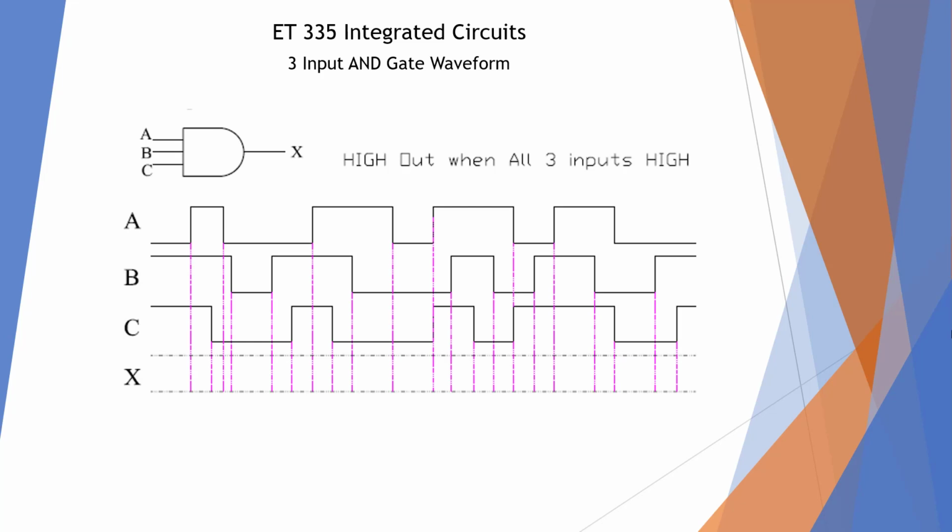Here we have our 3 input AND gate where we're going to need 3 highs in order to get a high out. So let's highlight all of the highs.